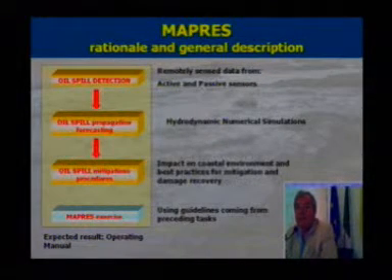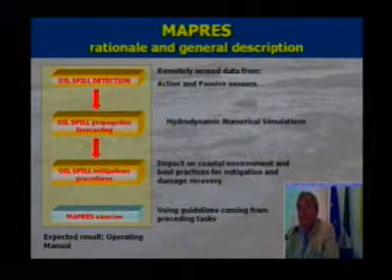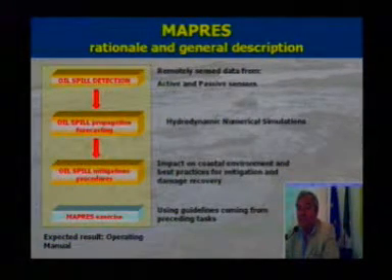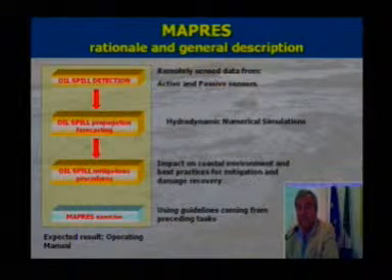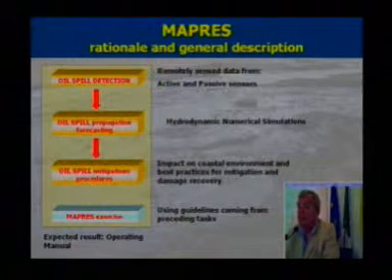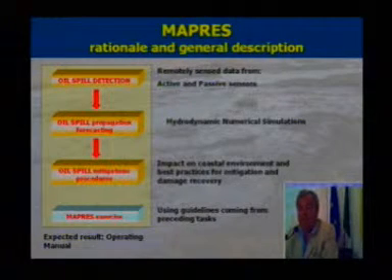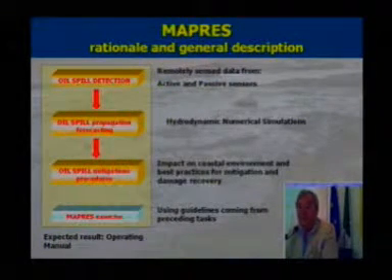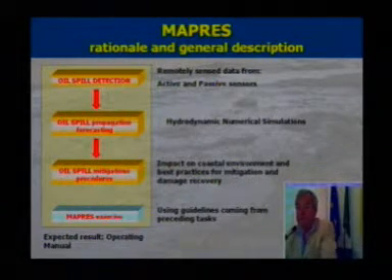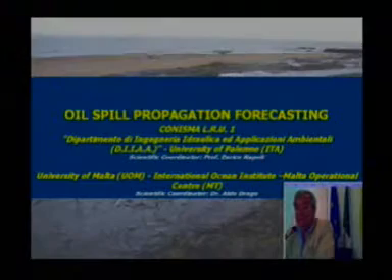The idea was to detect an oil spill by using remote sensing, then to forecast the propagation of this oil spill by simulating it with a hydrodynamic numerical model, and then to establish the mitigation procedures when we have forecasted the area of the impact. And so a manual and guidelines coming from preceding tasks have been delivered for the project. And the result of this project has been this operating manual.